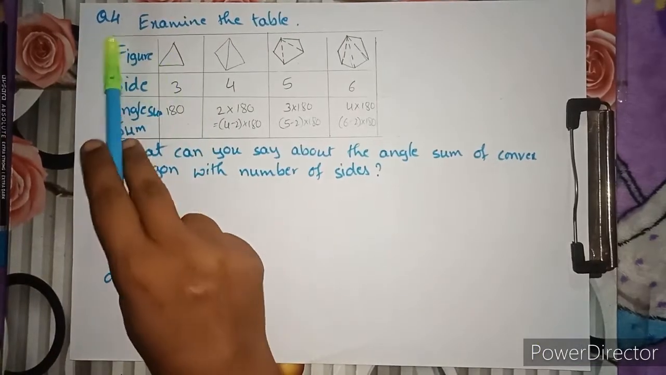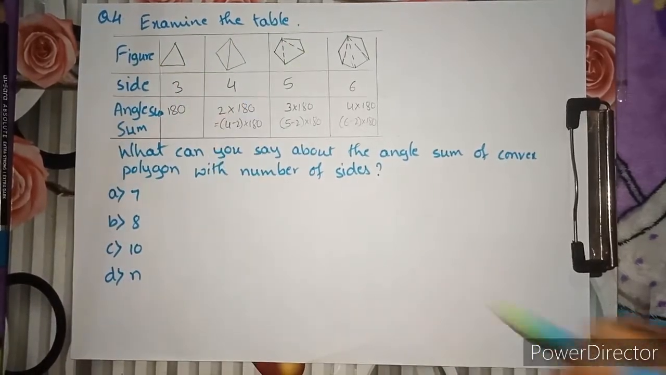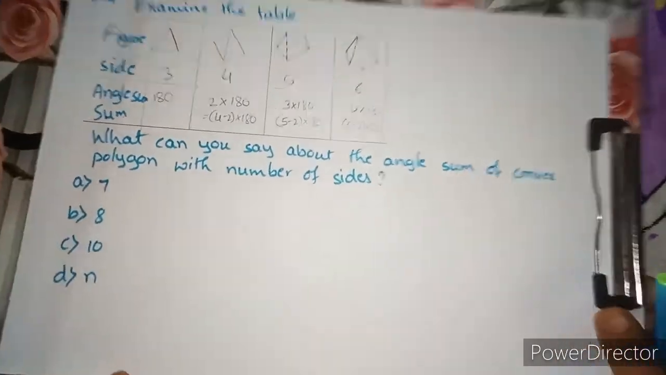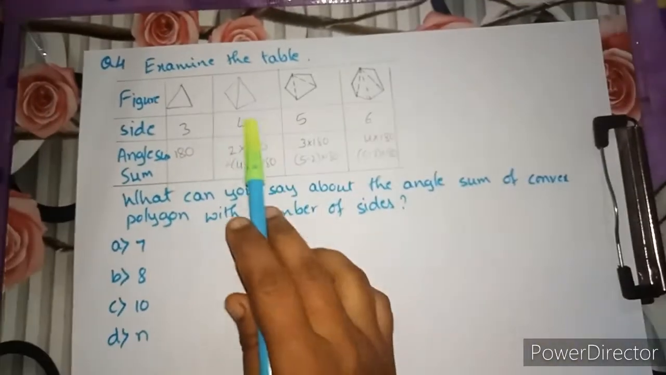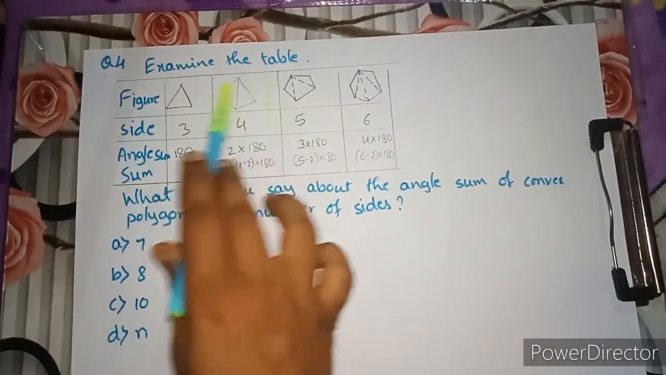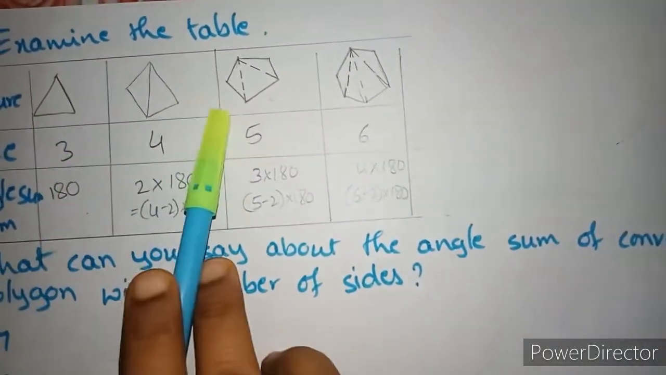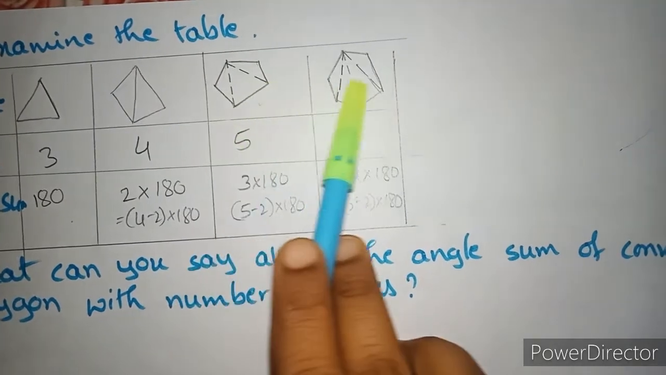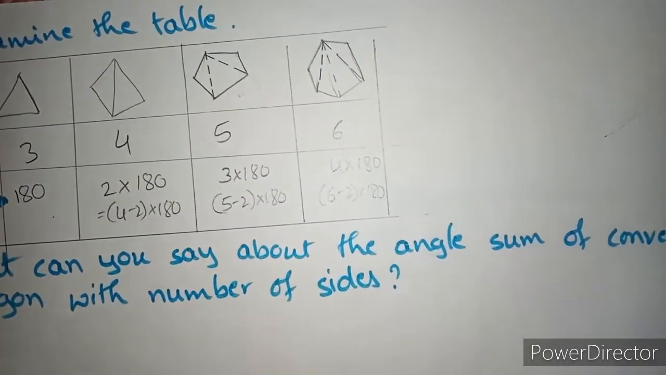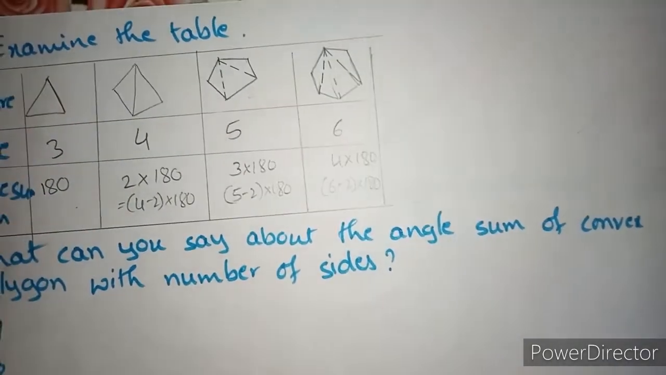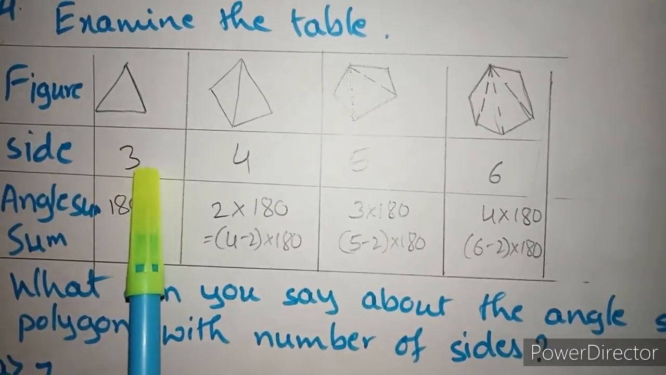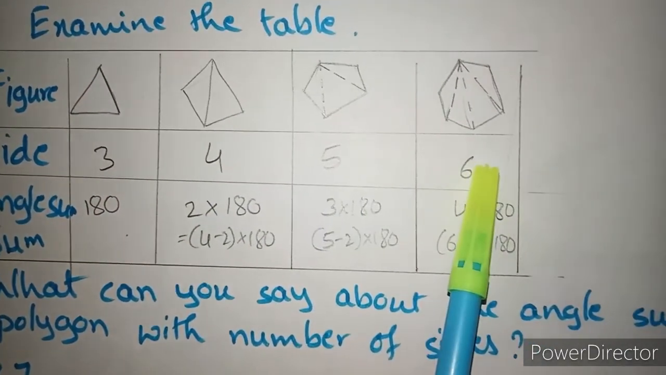Question number 4. Examine the table. Okay, we have a table. Figures are given: triangle, quadrilateral, pentagon and hexagon. Sides are 3, 4, 5 and 6.